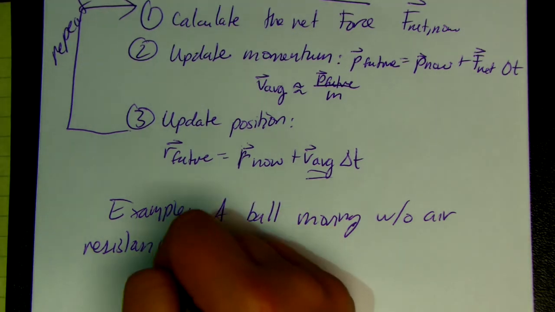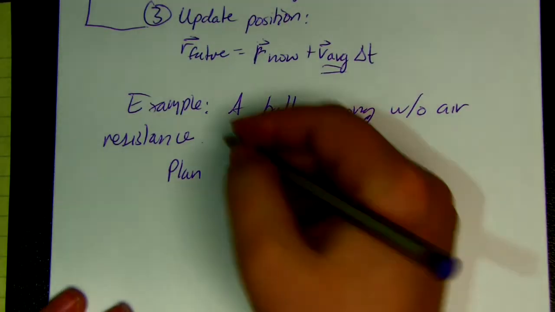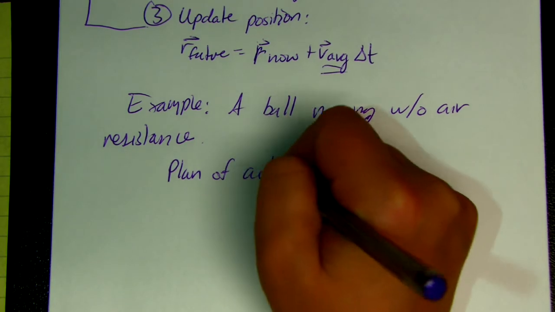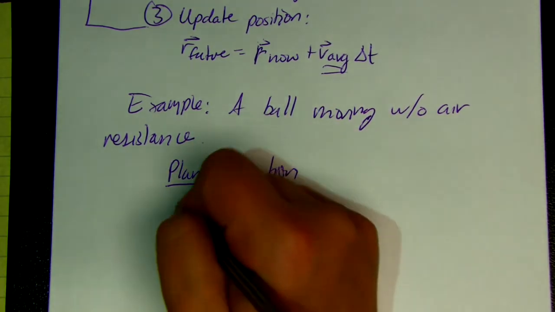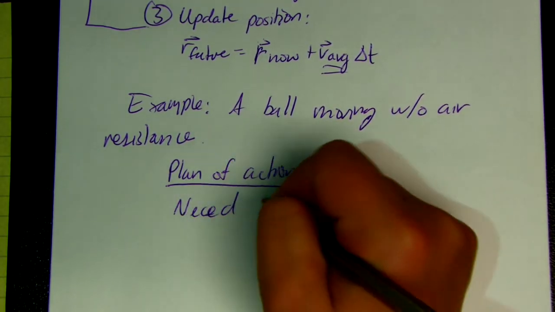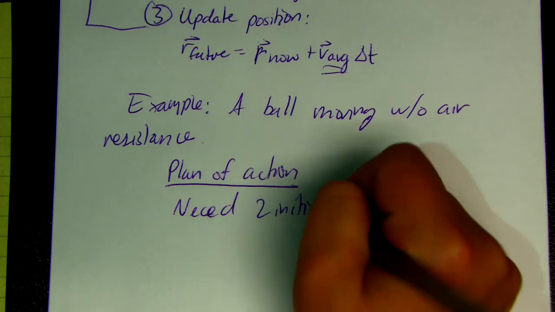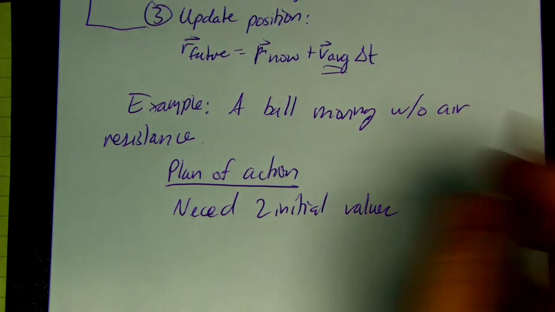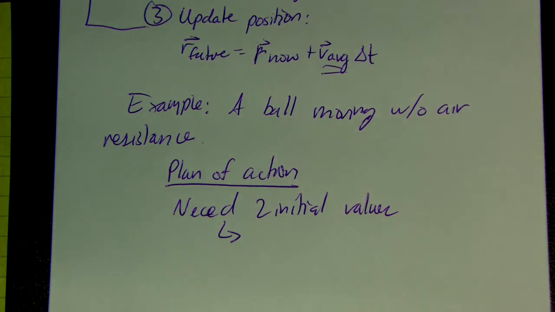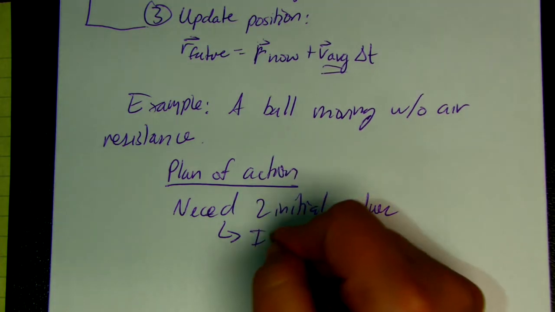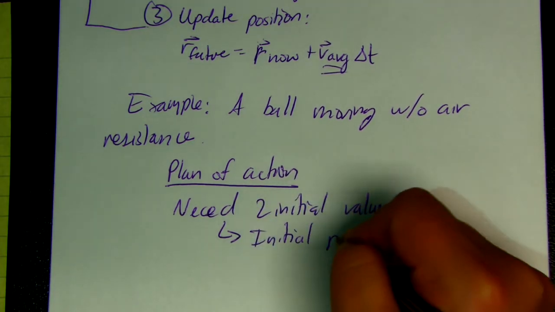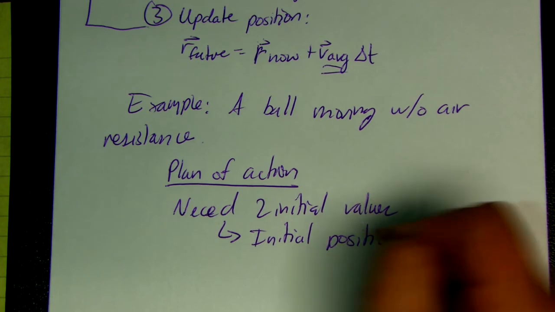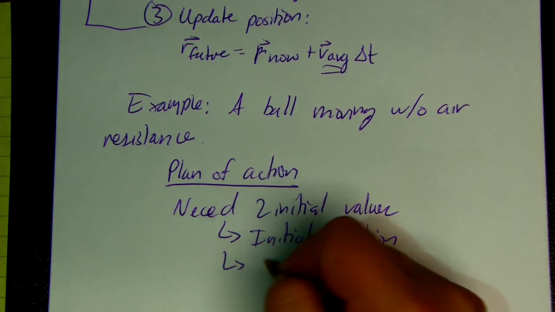So the plan of action for analyzing the path of this ball: you'll need 2 initial values, either given to you or from the materials given so that you can calculate them. Initial position and initial momentum.